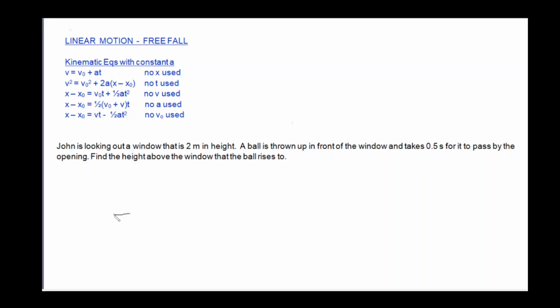Here we have our window, and we'll call its height h, which is 2 meters. The ball is going to rise to a certain point above it, and we'll call that height little h. We will call the velocity at the bottom of the window v0, the velocity at the top of the window v1, and the velocity at maximum height v2. Because the ball is at maximum height, v2 will be equal to 0. The time for the ball to move past the window is 0.5 seconds.